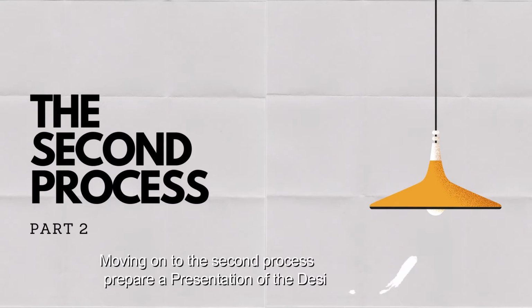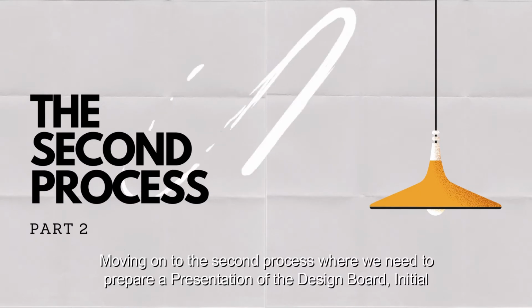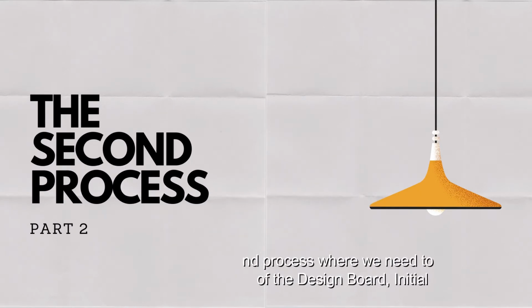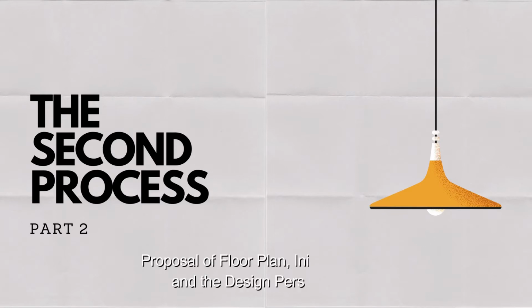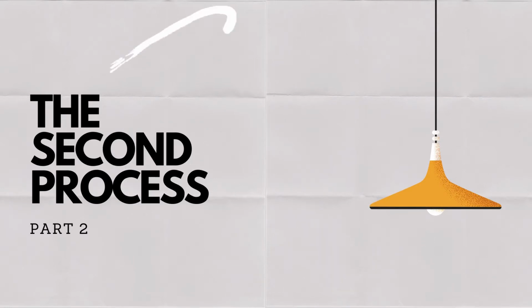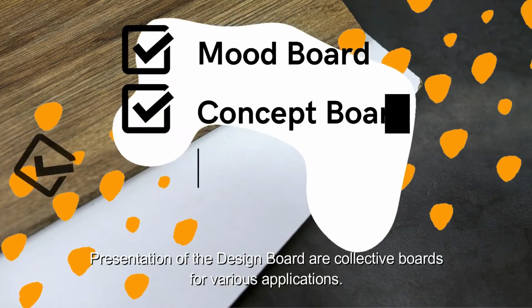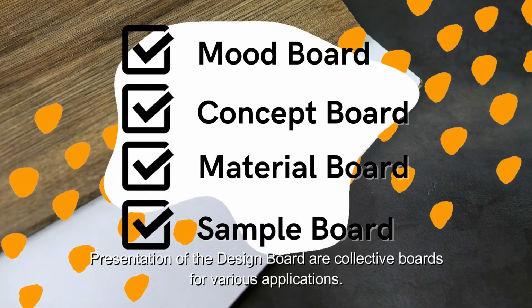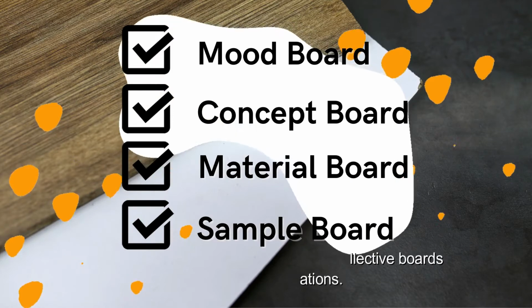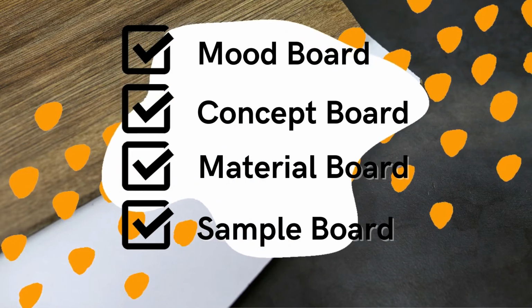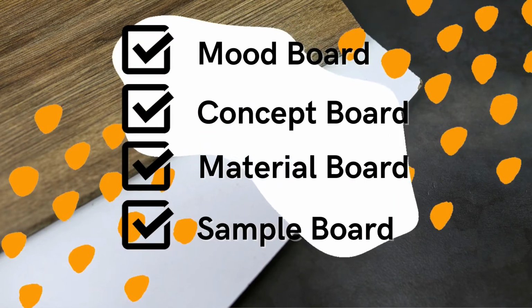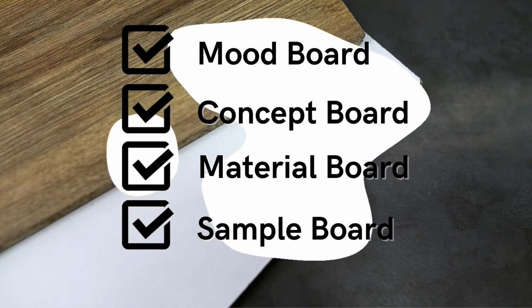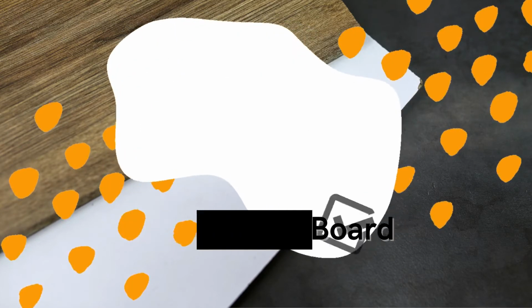Moving on to the second process, where we need to prepare a presentation of the design board, initial proposal of floor plan, initial 3D model, and the design perspectives. Presentation of the design board are collective boards for various applications. There are 4 types of design board: mood board, concept board, material board, and sample board.